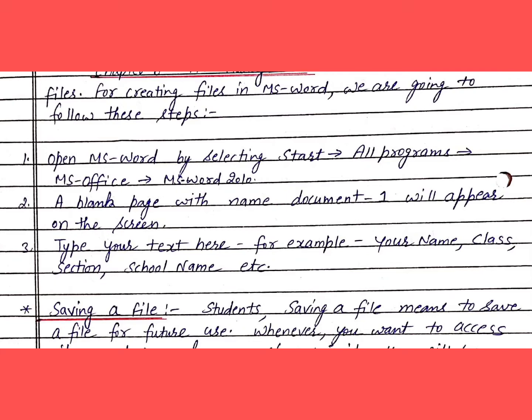Step 1. Open MS Word by selecting Start, then All Programs, then MS Office, and last MS Word 2010. Step 2. A blank page with name Document 1 will appear on the screen. Step 3. Type your text here, for example, your name, class, section, school name, etc.